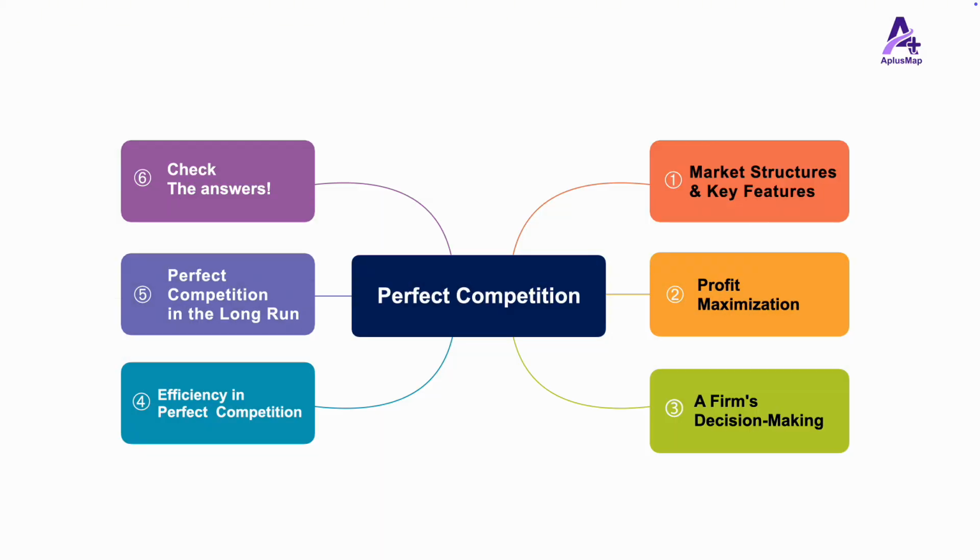We've hit the core features, that crucial price taker identity, the MR equals MC rule for maximizing profit, how firms make those short-run calls on producing or shutting down, the different kinds of efficiency that make it, well, kind of the ideal model, and how the market adjusts in the long run back to that zero economic profit equilibrium.